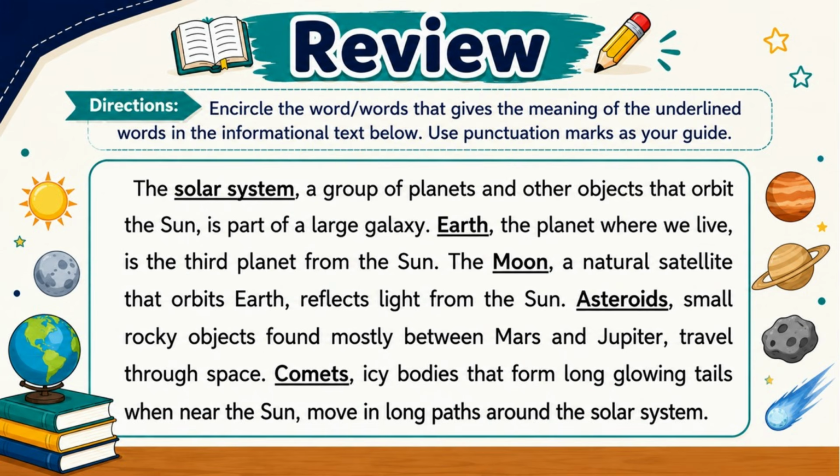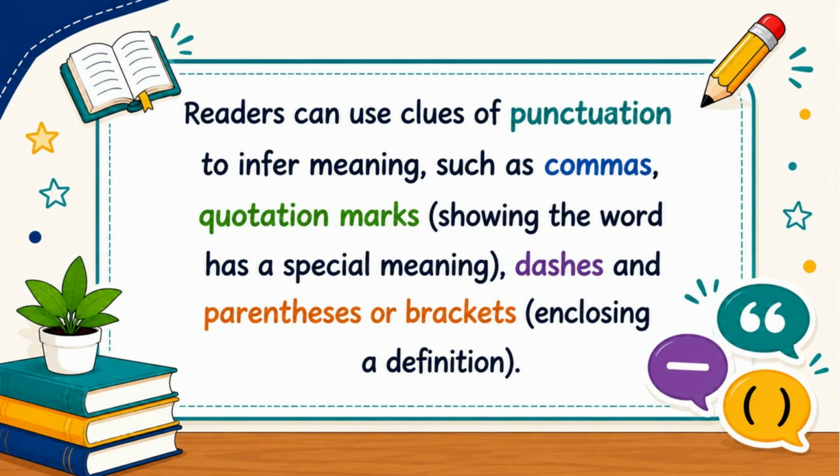The moon, a natural satellite that orbits Earth, reflects light from the sun. Asteroids, small rocky objects found mostly between Mars and Jupiter, travel through space. Comets, icy bodies that form long glowing tails when near the sun, move in long paths around the solar system.